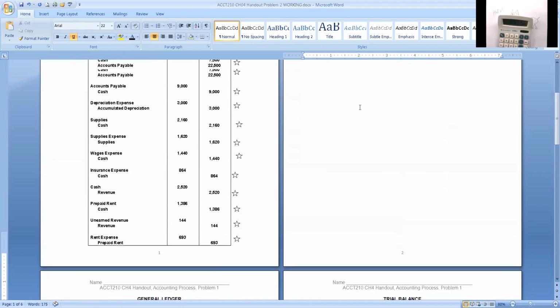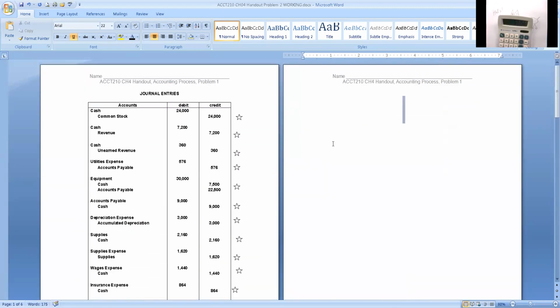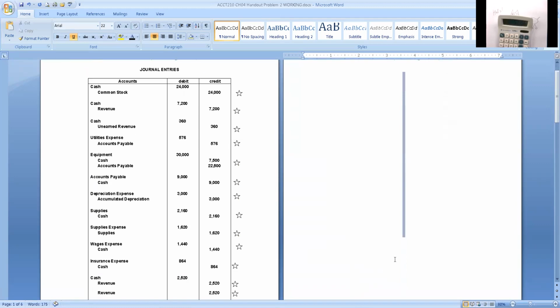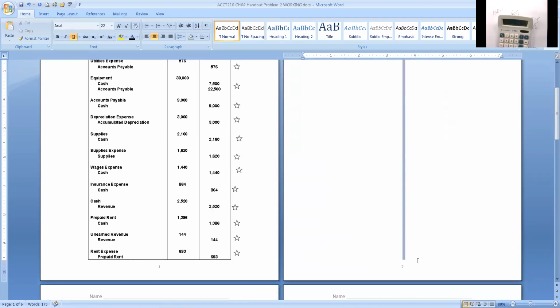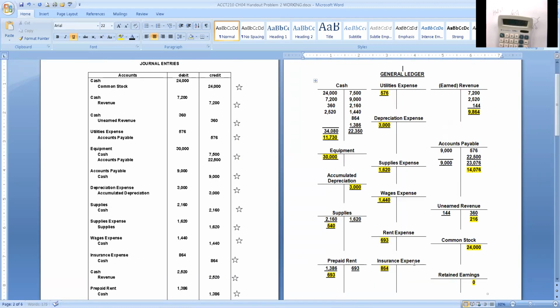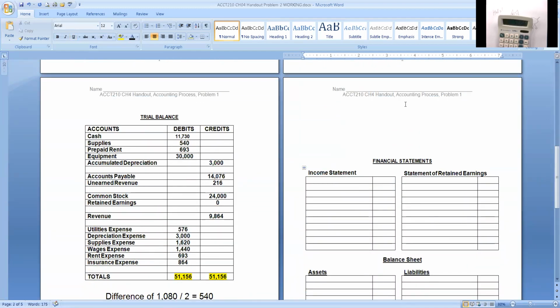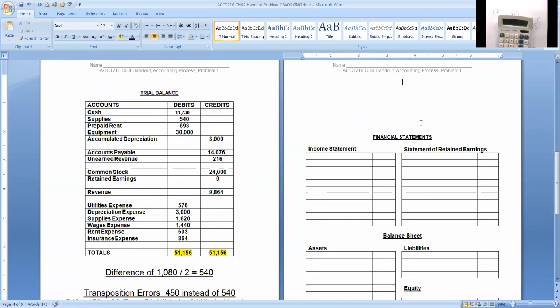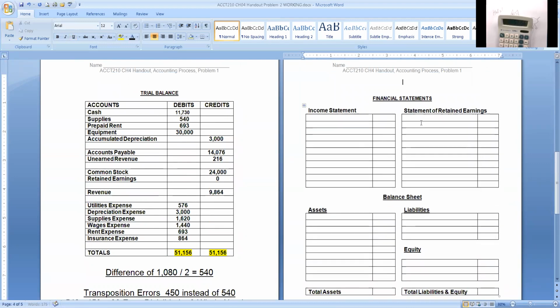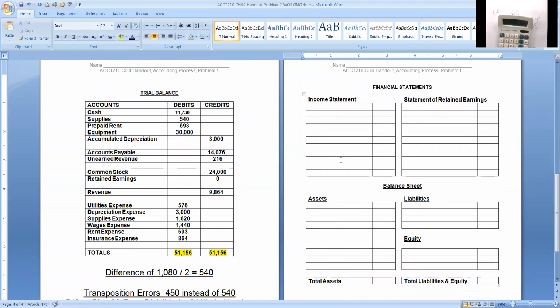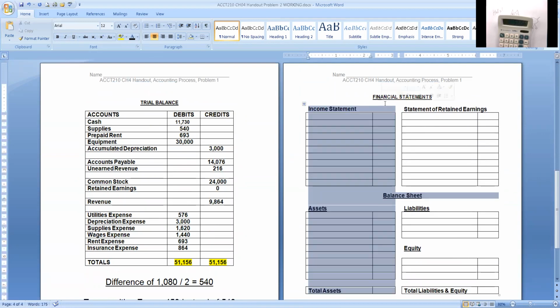Lastly, now we've got a trial balance. And I've got to bump this up here. Okay, so now we're going to do our financial statements.